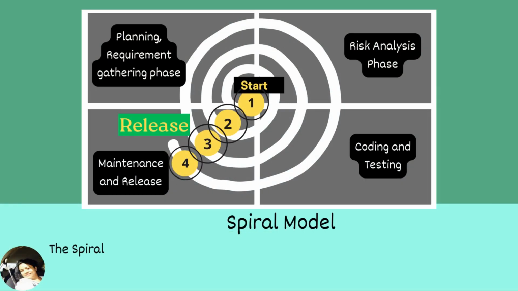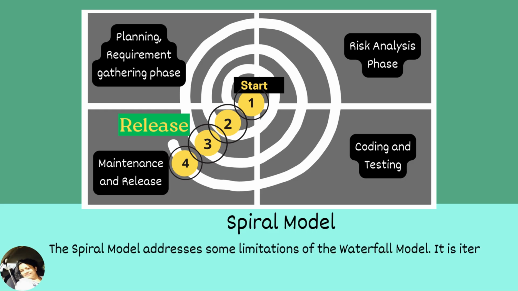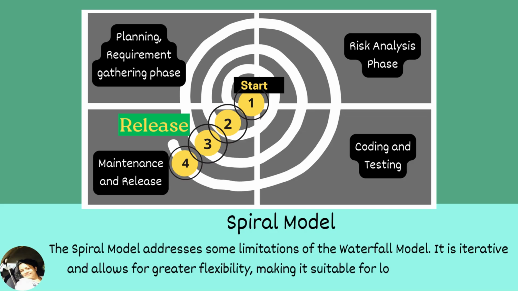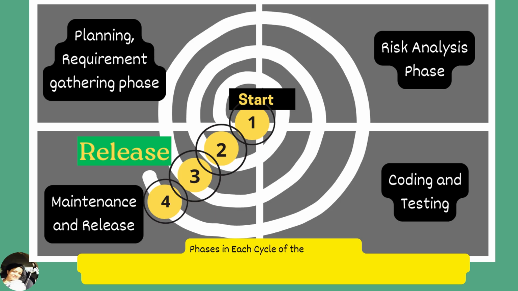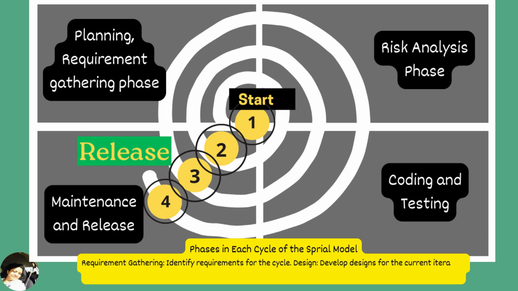Spiral model. The spiral model addresses some limitations of the waterfall model. It is iterative and allows for greater flexibility, making it suitable for long term projects. Phases in each cycle of the spiral model. Requirement gathering. Identify requirements for the cycle. Design. Develop designs for the current iteration. Development. Build the software for the iteration. Testing. Conduct testing before moving to the next cycle.